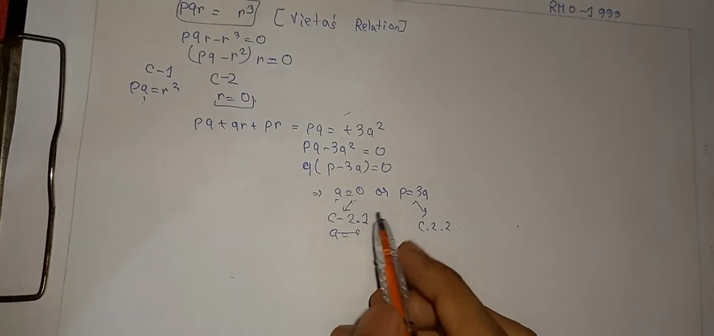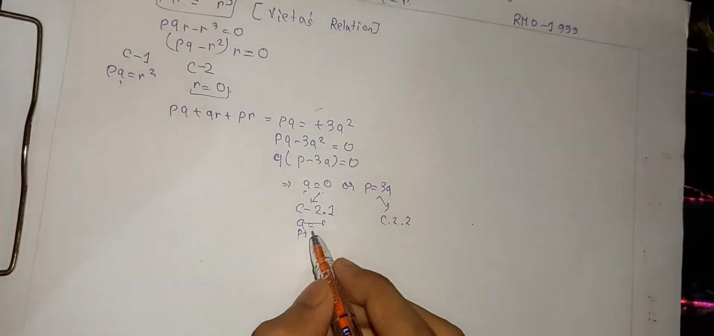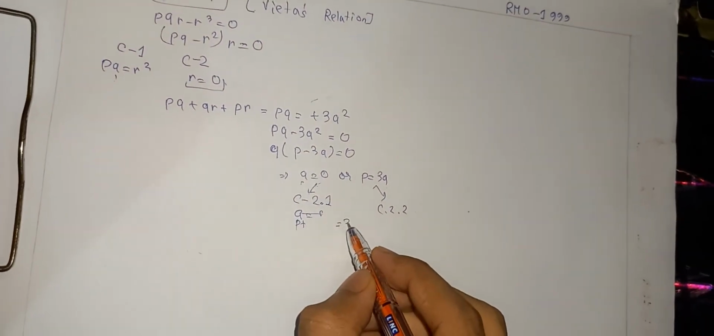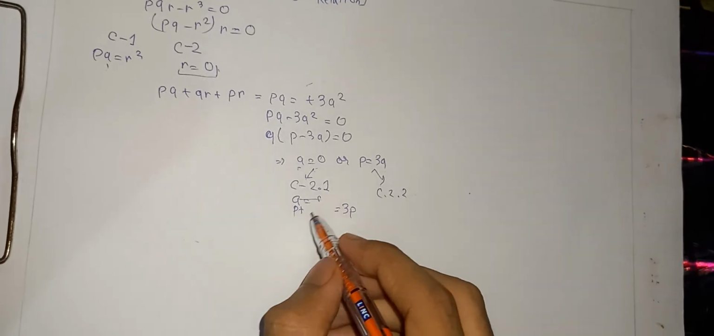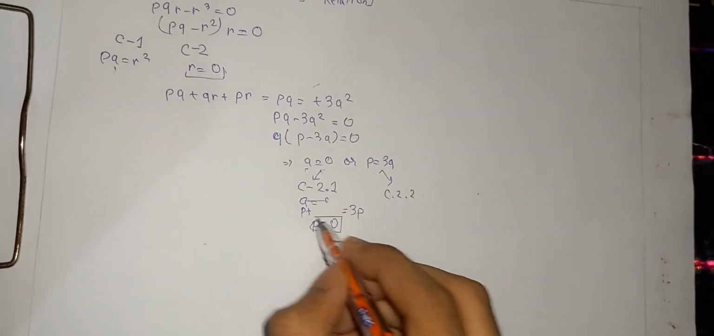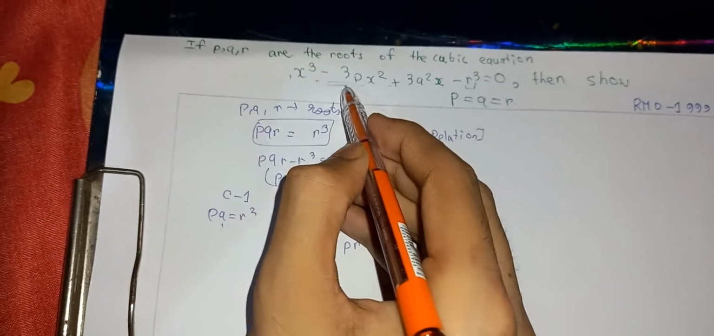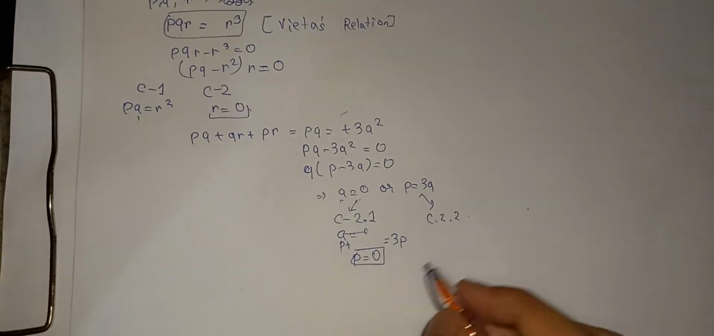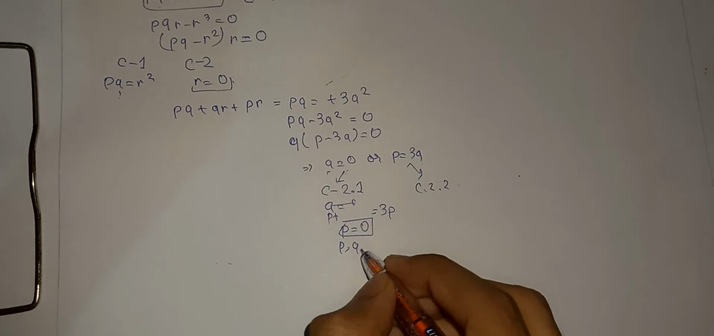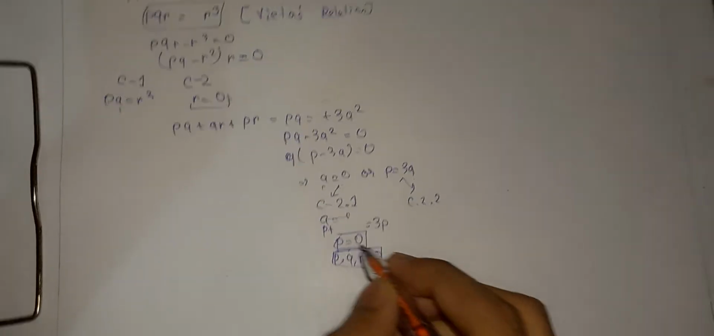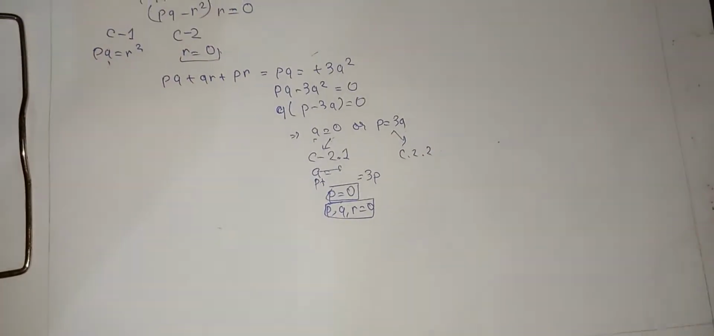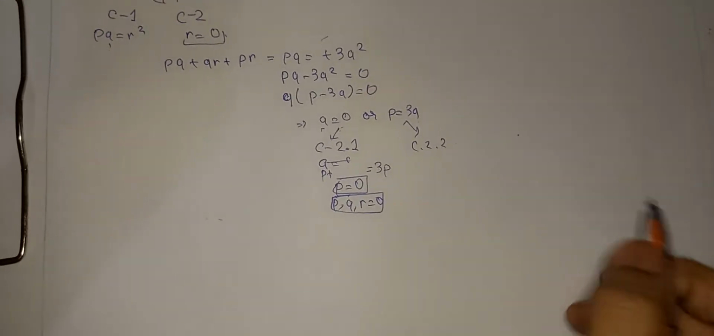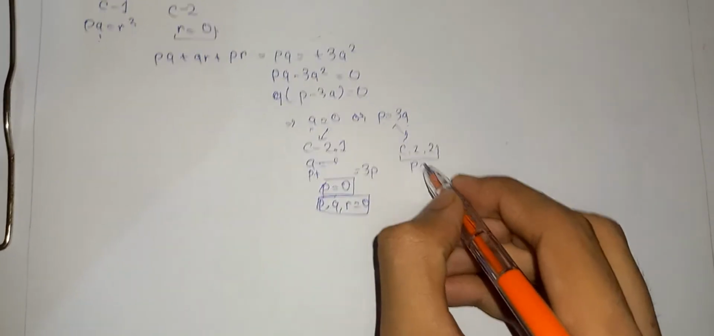I will first proceed with case 2.1. If q equals to 0, then we have p plus q plus r equals to 3p, which is possible only if p equals to 0. I'm talking about this part, 3p equals to p plus q plus r. Now q and r are 0, so this gives us p q r equals to 0, which means it holds for the statement of the question.